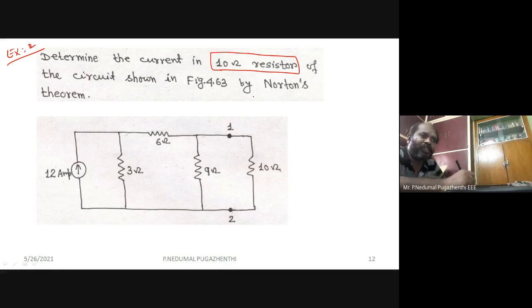So what is my first step? I have to follow the steps as in Thevenin's. First, remove the 10 ohm resistor. So my network becomes like this. This is my network now.